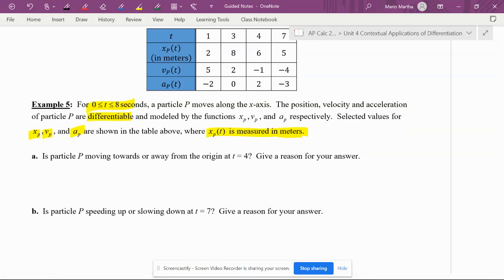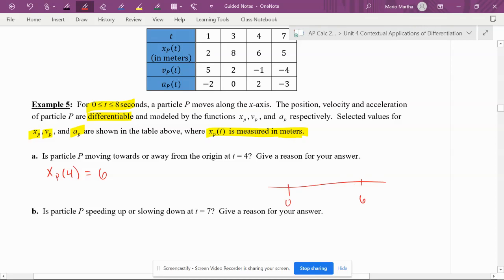All right, so let's talk about the first problem. Is particle p moving towards or away from the origin at t equals 4? Give a reason for your answer. In order for us to determine this, first we have to know where the particle is when t equals 4. So first we have to find the position, which would be x sub p of 4 equals positive 6. I know 0 is right here, positive 6 is right there.